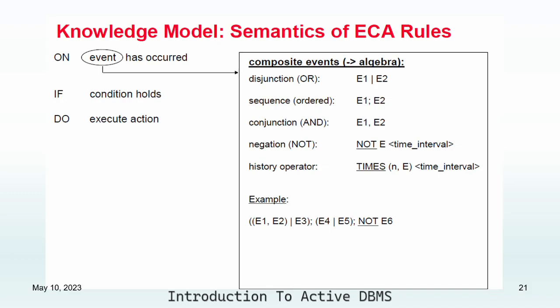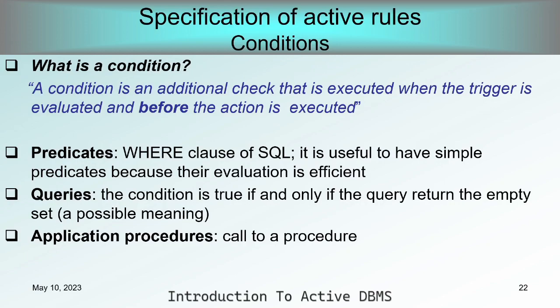So here you could see the composite events can be like a combination using relational operations, like you can use OR operation, you can use it in ordered sequence, you can just use AND operator to combine two events, you can use negation operator, you can also define times. So this is how composite events can be generated.